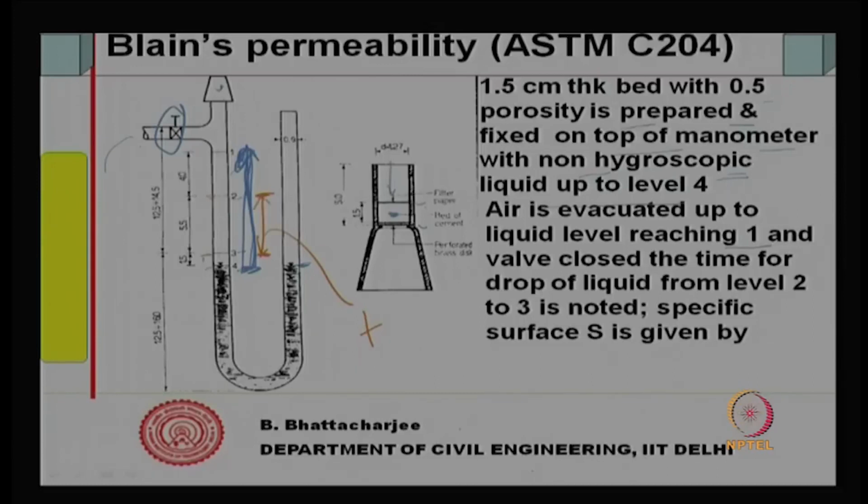The time is noted. The square root of this time is proportional to specific surface. There is an empirical formula, long, we need not look into that, but this is proportional to k under root t. You can understand physically, if you have larger surface area.